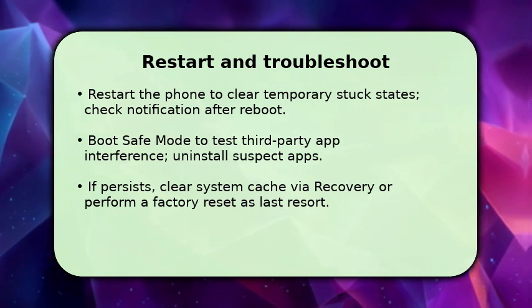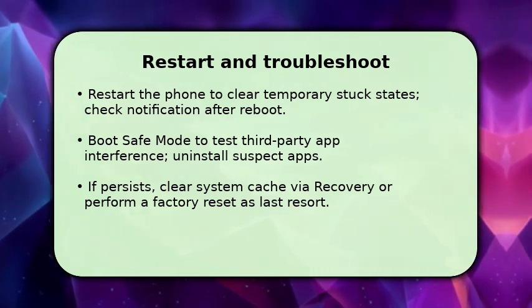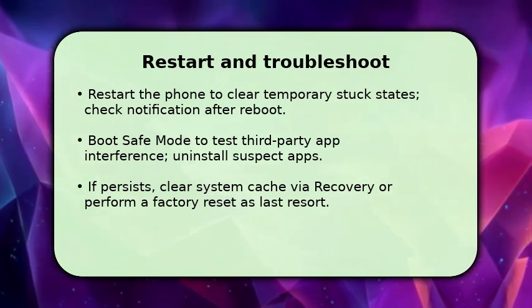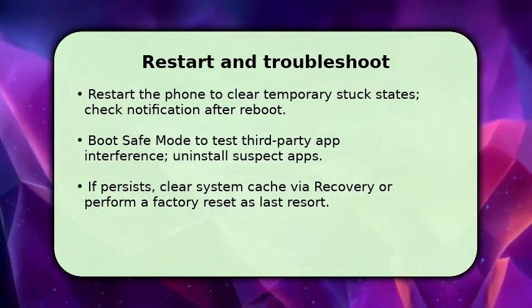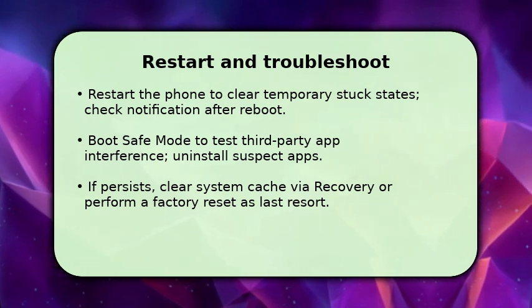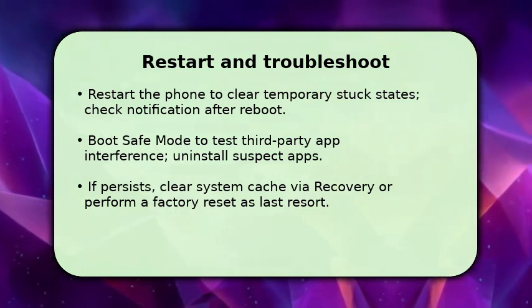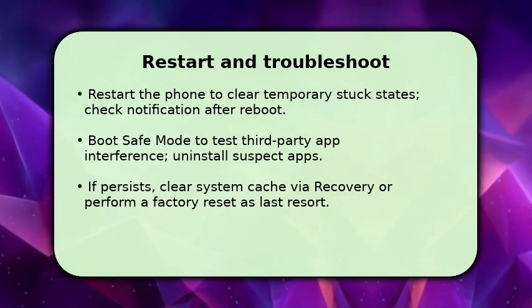If the notification returns, boot into safe mode to rule out third-party apps, uninstall any recent apps that request USB access. If it still persists, clear the system cache from recovery to remove corrupt temporary data, and only then consider a factory reset as a last resort.